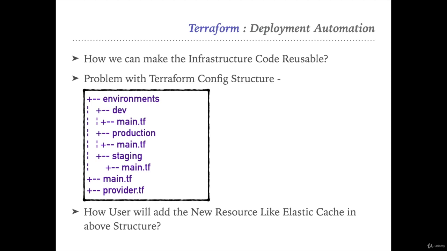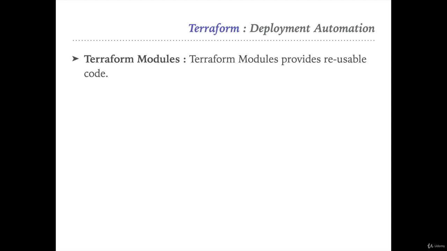In my case, if we are going to create the Elastic Redis cache in the dev environment, how can we add a new resource like Elastic cache in the above structure? In the traditional way, we can copy the resource definition in dev, production, and staging. But what I want is to create the resource in one place and reuse that resource whenever I require it. The solution to this problem is Terraform modules.